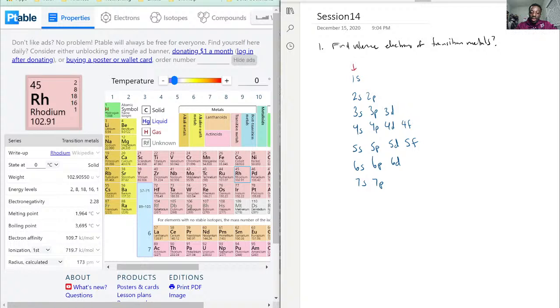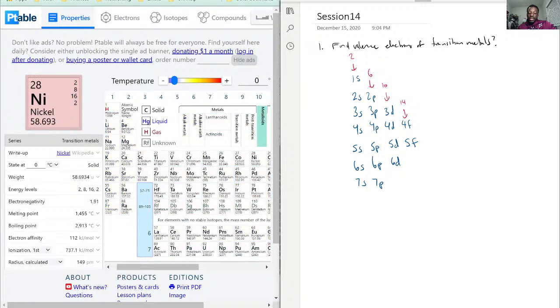In the s shell, only 2 electrons can go there, which is just 1 orbital. So this accounts for 2 elements on the periodic table, and that's how I like to count them. Here in the p shell, there's 3 orbitals, 6 electrons in total, so that's 6 elements on the periodic table. In the d orbital, it's going to be 5 orbitals, which is 10 electrons, which is 10 elements. And in the f, which is the lanthanide and the actinide series, that will be 14.